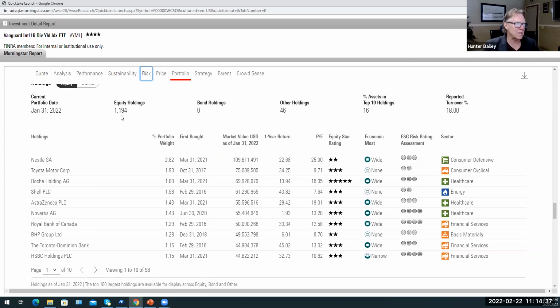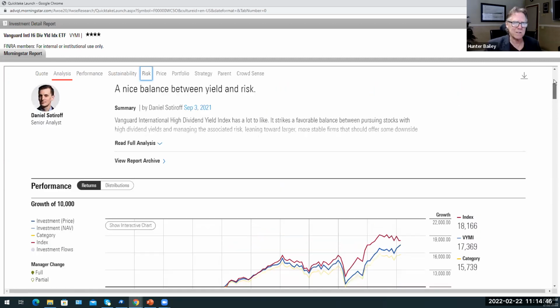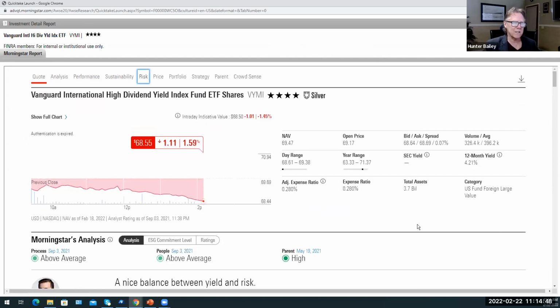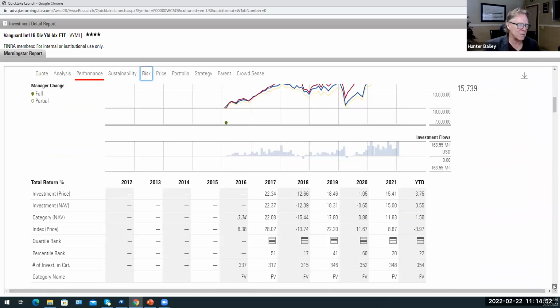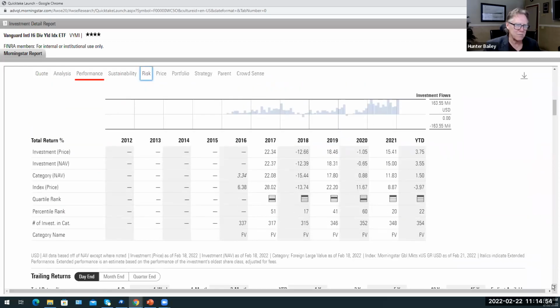You also will see that there are 1,194 positions, 0 bonds. So if I were just looking at this portfolio, I'm fairly impressed, especially with the relatively lower cost. I did want to go back and see the last 3 years or fewer years.